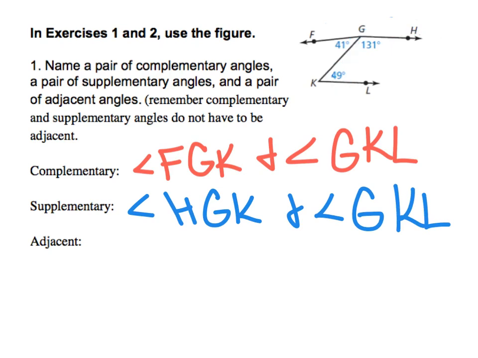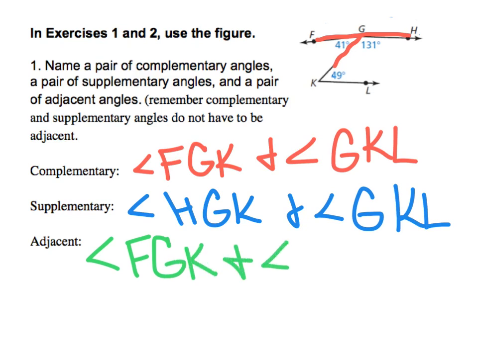And last but not least is a pair of adjacent angles. Well, if I notice, I have FGH has a ray coming out of the middle of it, which means those two, that 41 degree angle and the 131 degree angle, share that common ray, which means they are adjacent to each other. So I could say angle FGK and angle LKG, and that one would make adjacent angles.